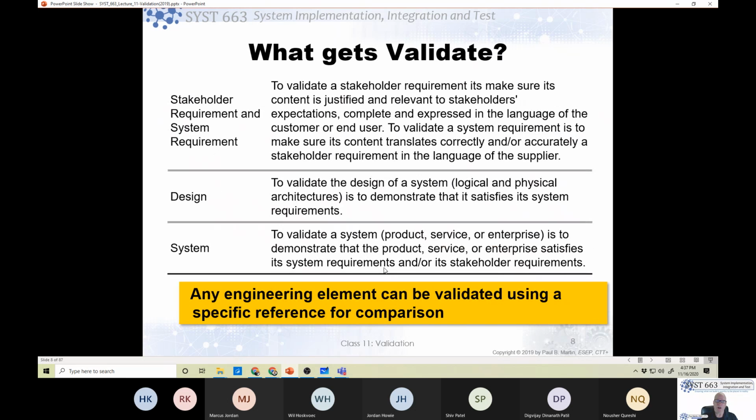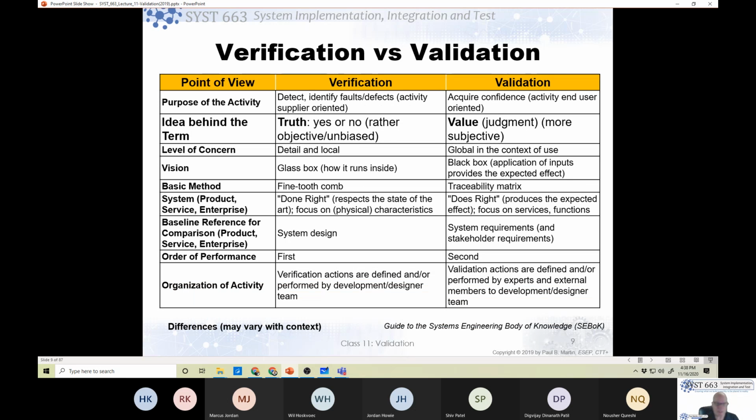So what do you validate? There are actually several things, and we'll get into this. Hopefully when I open up the mics we'll do a little whiteboarding, but you can validate stakeholder requirements, the design, or the system. All it takes is putting it in front of your customer and stakeholders and making sure they agree with either the requirement, the design, or the system itself. Any systems engineering element or artifact can be validated when you have a very specific reference for your comparison. We'll get into that when we do a little bit of whiteboarding.